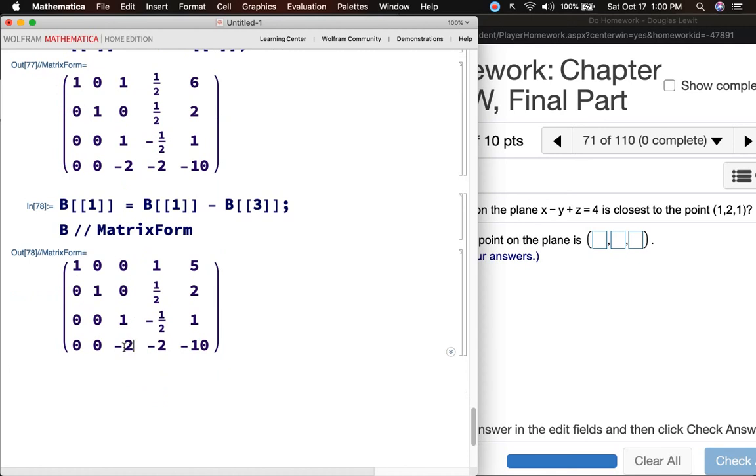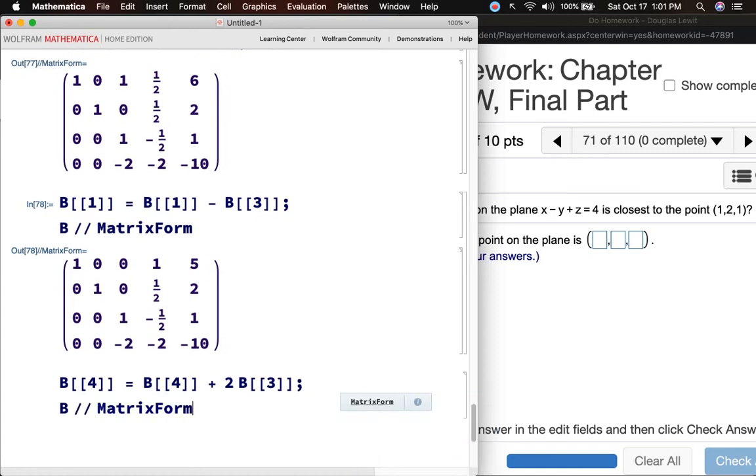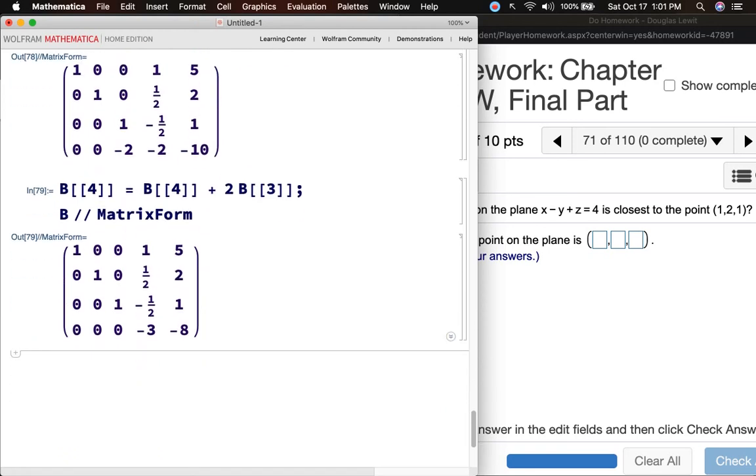And then this -2 has to become a 0. Fourth row is equal to the fourth row plus 2 times the third row, because the third row has the canonical 1 there that I need. Okay. And so we're almost finished. So this -3 is going to have to become +1. How do I do that? Fourth row, -1 over 3 is the reciprocal of -3.